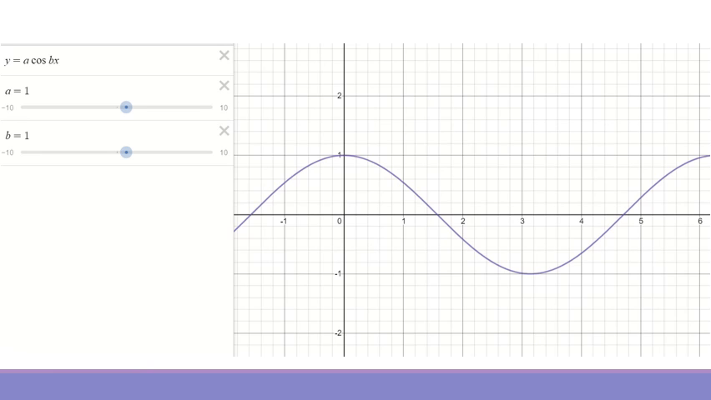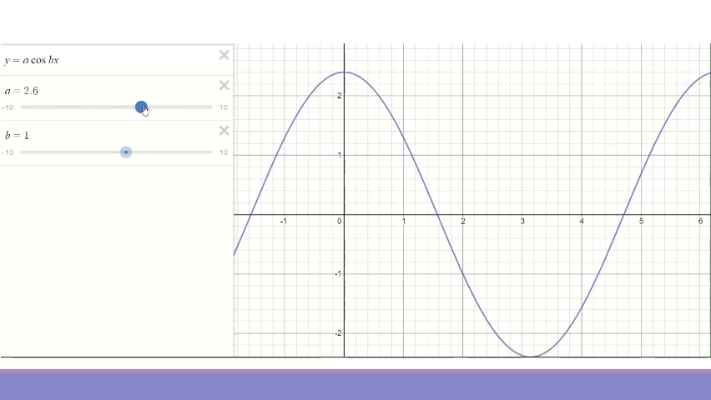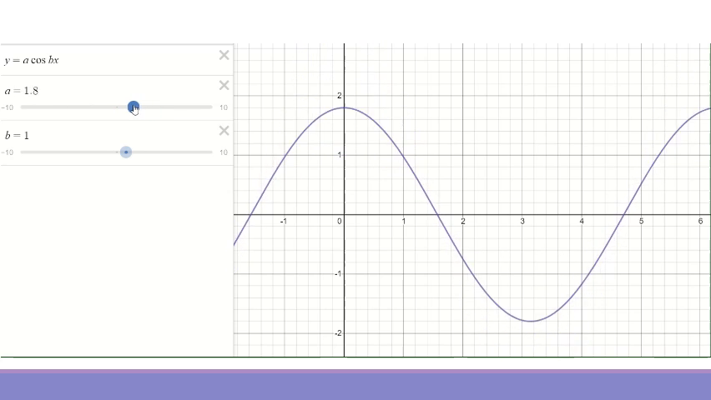So let's take a look at the graph a little more closely here in Desmos. So I've set it up as a cosine bx. We want to see what the a and b do, just like we did with the sine graph, right? So as I move the a, you'll notice here a and b are 1, and the amplitude is 1, and there's one cycle happening between 0 and 2 pi.